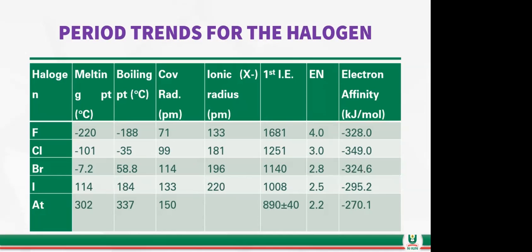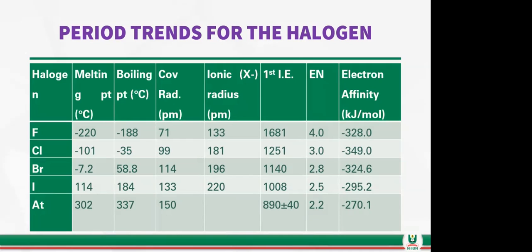As you go down group 17, these things are increasing. Covalent radius, we have defined all these things, it increases down group 17. Ionic radius, it increases down group 17. But first ionization energy, which is the energy required to take the first electron in the atom shell at the gaseous state out of the system.